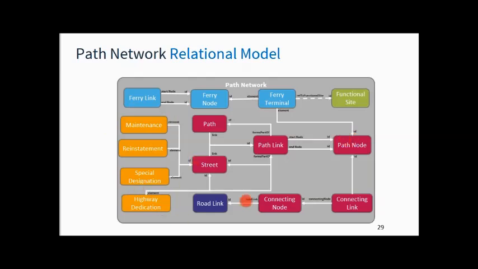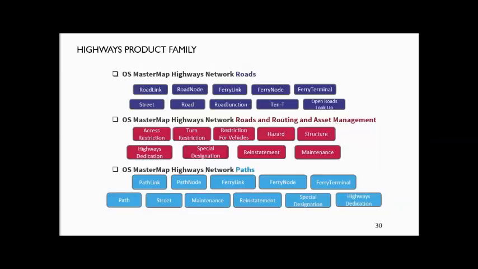This is how they relate to each other. Again, you can see the relationships built here. Highway dedication, the last feature we talked about, references back to the street or to the path link. So this is how they all relate to each other, and you can build your network together using this. And then you have the functional side, which can give you the reference back to the OS MasterMap sites layer.